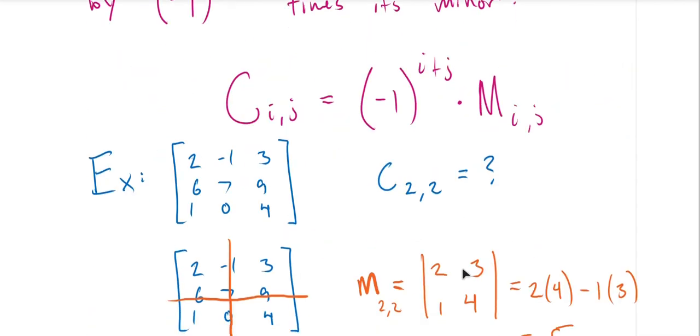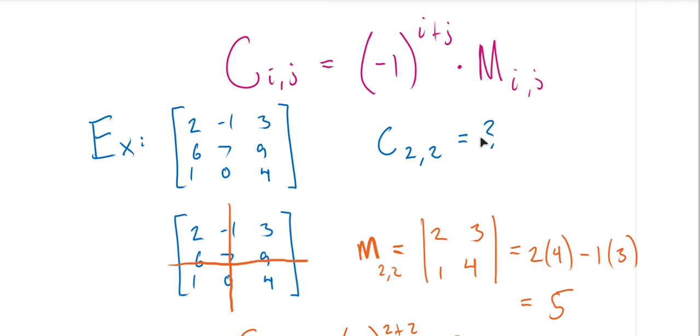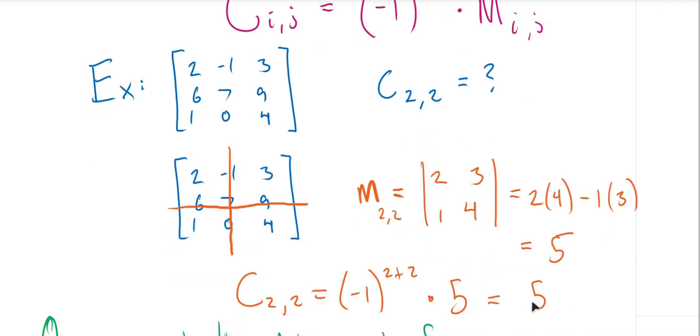For example, if I was given the following matrix, how would I find the cofactor of 2, 2? Well, I would delete second row, second column, and get the following submatrix. This has the minor 5. Then we would take 2 and 2 and plug it into this exponent to give me positive 1, which tells me the cofactor is also 5.